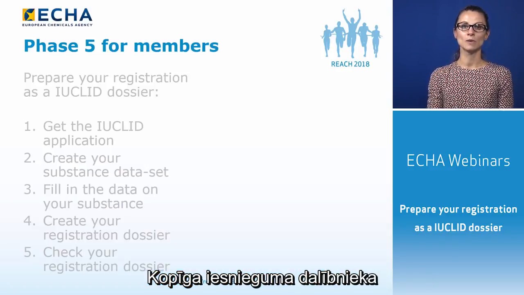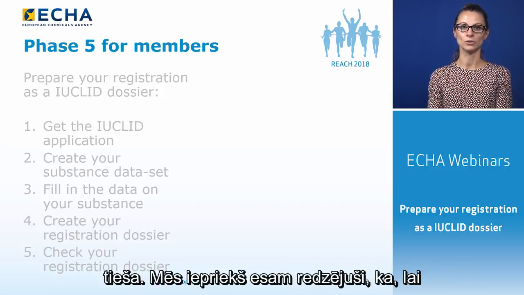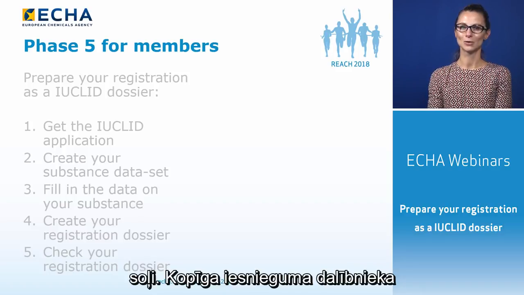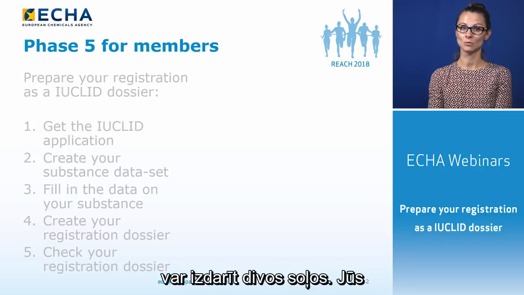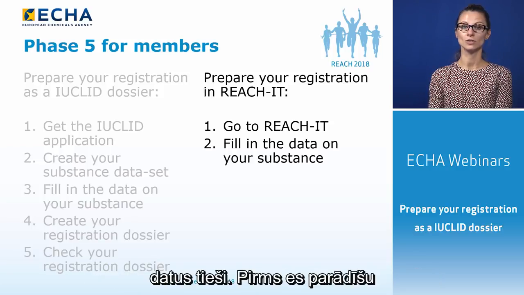Creating a joint submission member dossier directly in ReachIT is simple and straightforward. We've seen earlier that to create a registration dossier in Euclid, you need to perform 5 different steps. Creating a joint submission member dossier directly in ReachIT can be made with only 2 steps. You first go to ReachIT and then you fill in the data directly.